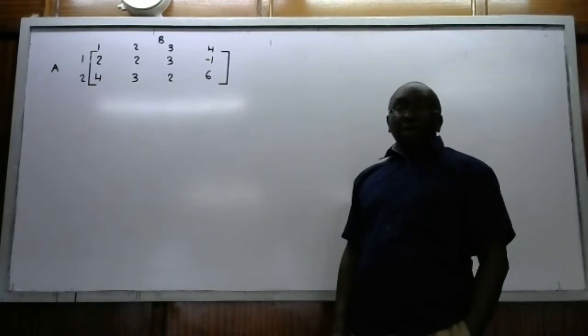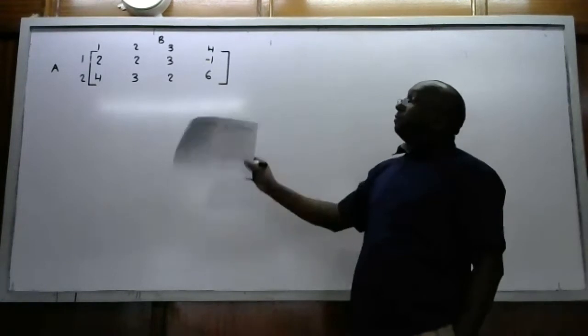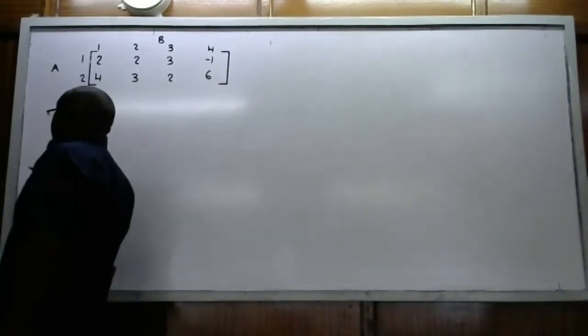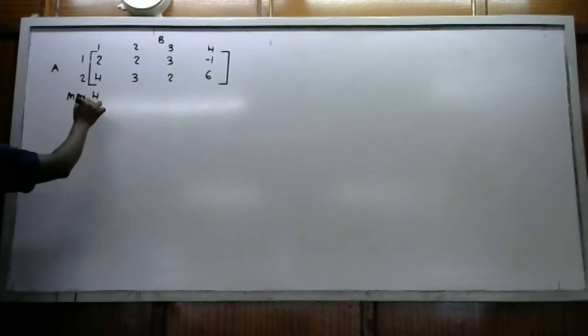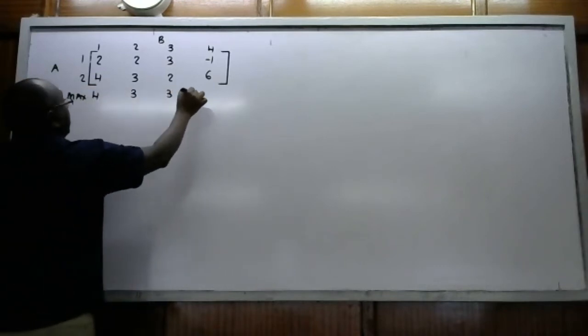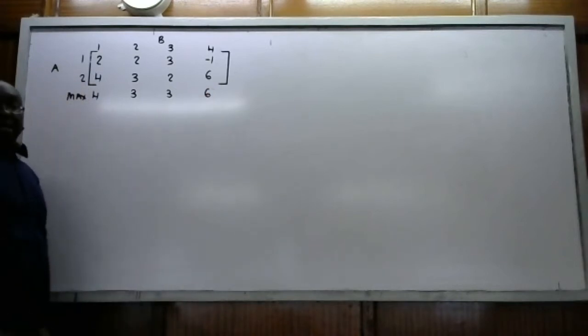So as you know, when we are solving games, when you have the payoff matrix, the first thing is to extract the maximum here. So the maximum here is 4, this is 3, this is 3, and this is 6. Those are the maximums.